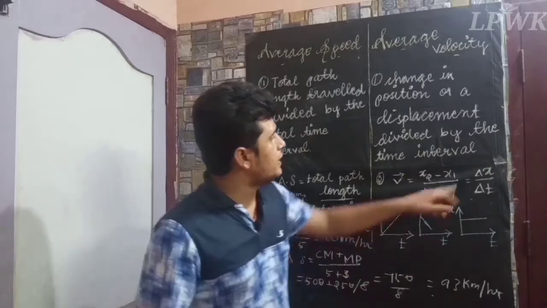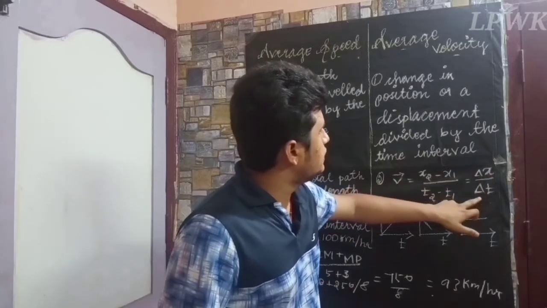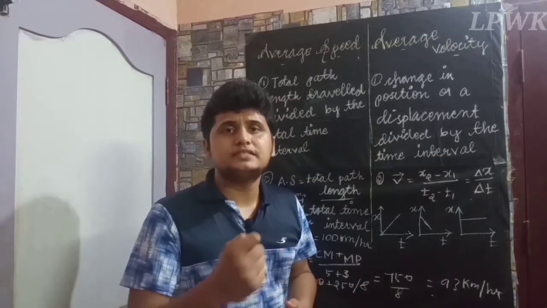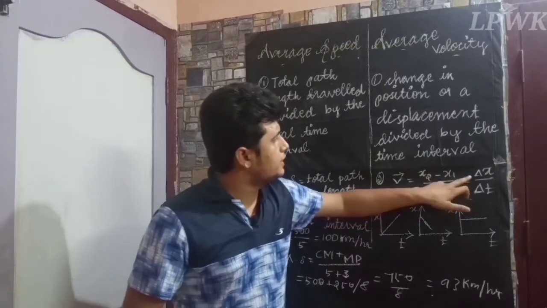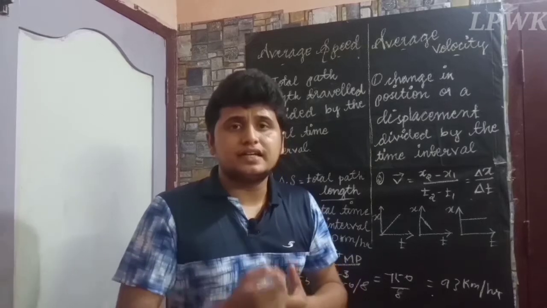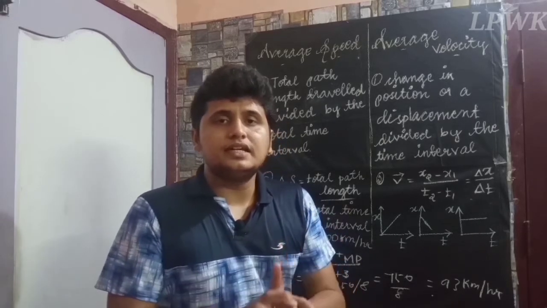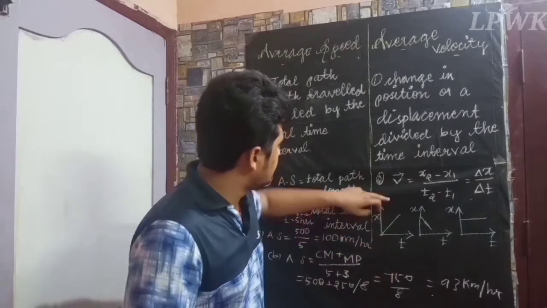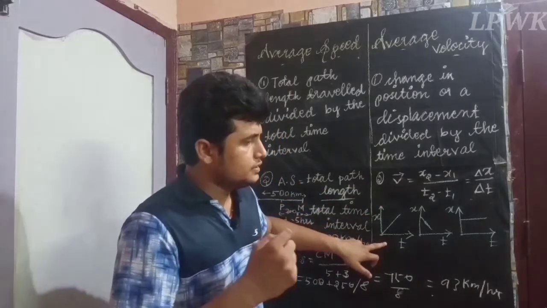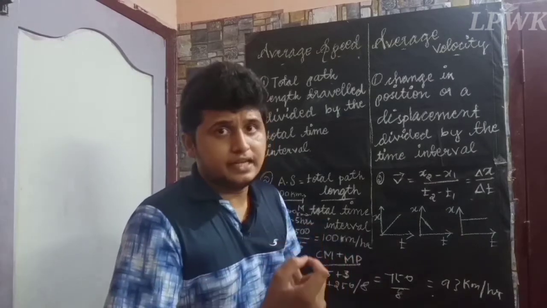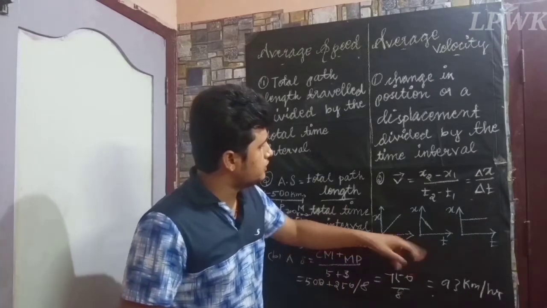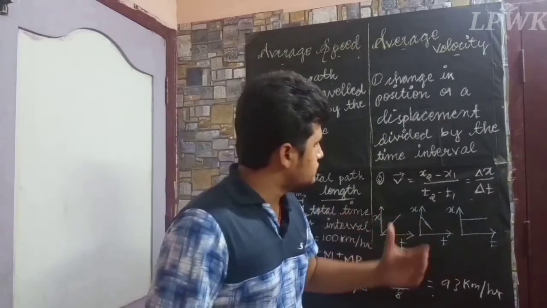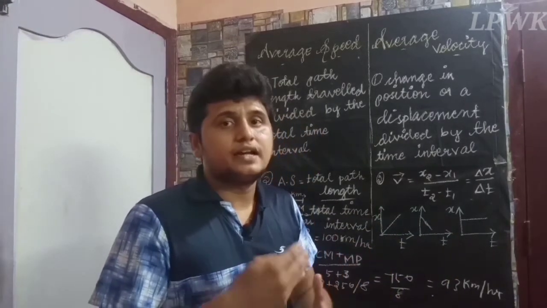In short form, we can write delta x by delta t. Here delta represents the change in displacement by the change in time. Delta is a Greek letter which means change in the quantity. I have drawn the graphs here. The first graph denotes the velocity is increasing, the second graph denotes the velocity is decreasing, and the third graph denotes the velocity at rest.